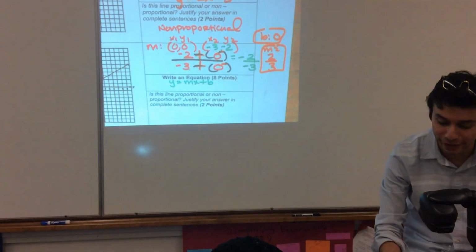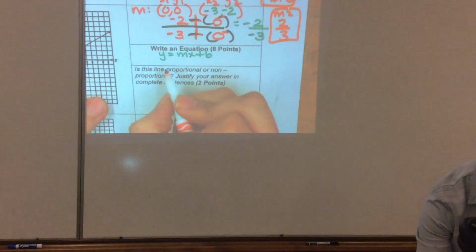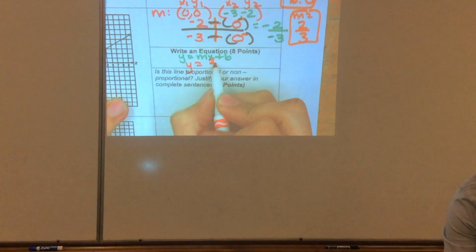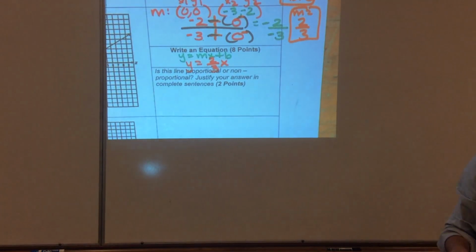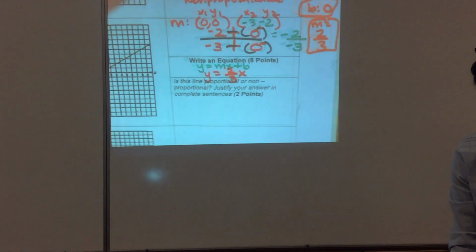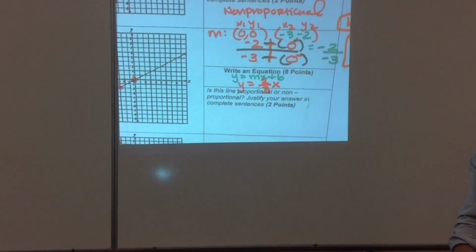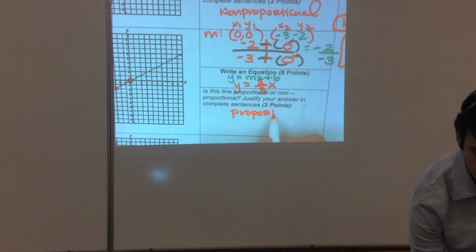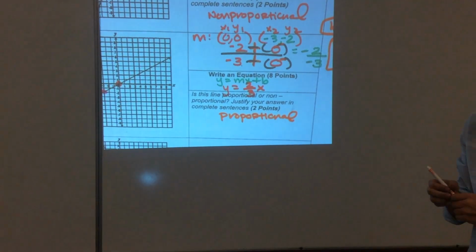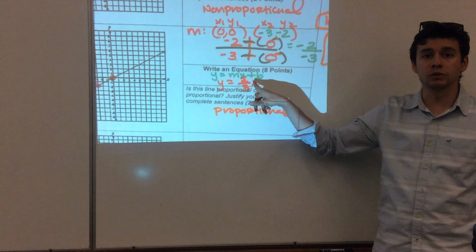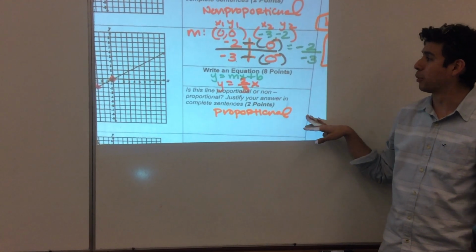Okay, let's go ahead and punch it in. Y equals, instead of the M, you're going to put 2/3. 2/3 X plus 0. Do you have to put a 0? Nah. Now look at that. And then is it proportional or not proportional? Proportional, because it goes through the origin. So this is the answer for number 4. Y equals 2/3 X, and it is proportional.